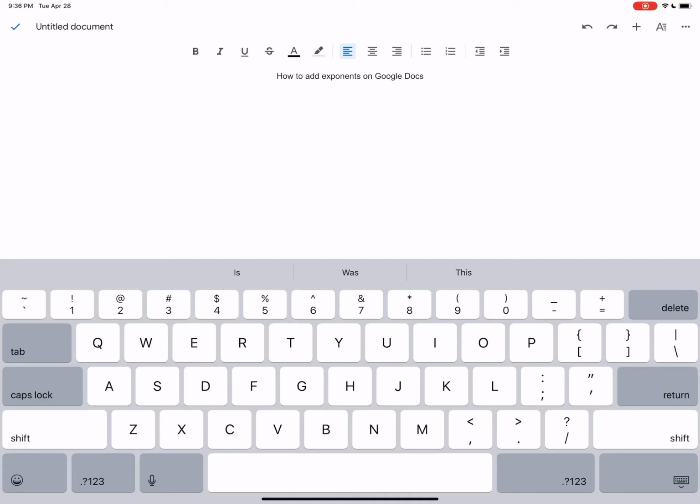I'm going to start the video off a little bit different. I'm going to teach you guys how to add exponents in Google Docs if you don't know how. This tutorial is mainly for people using iPads or tablets or their phones. This is how you do it.